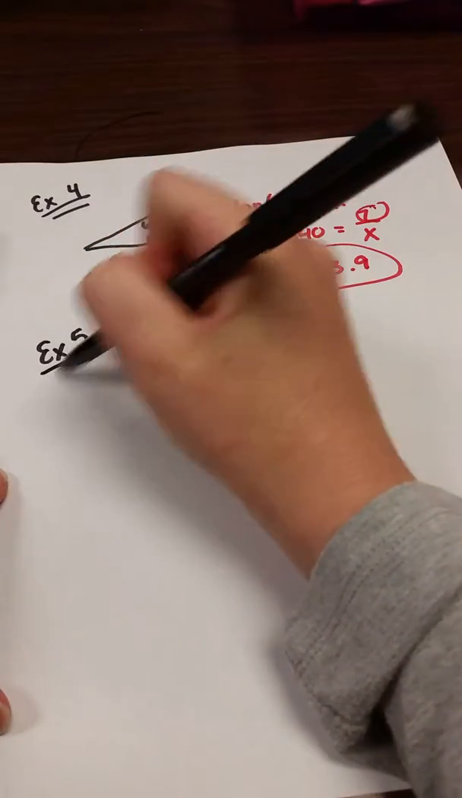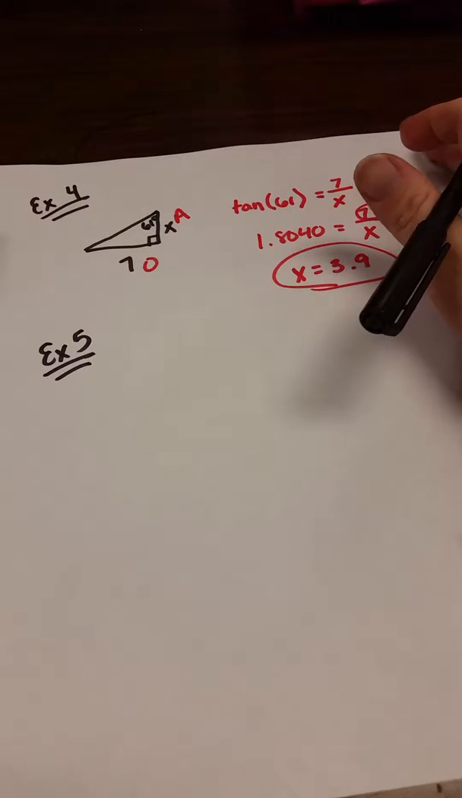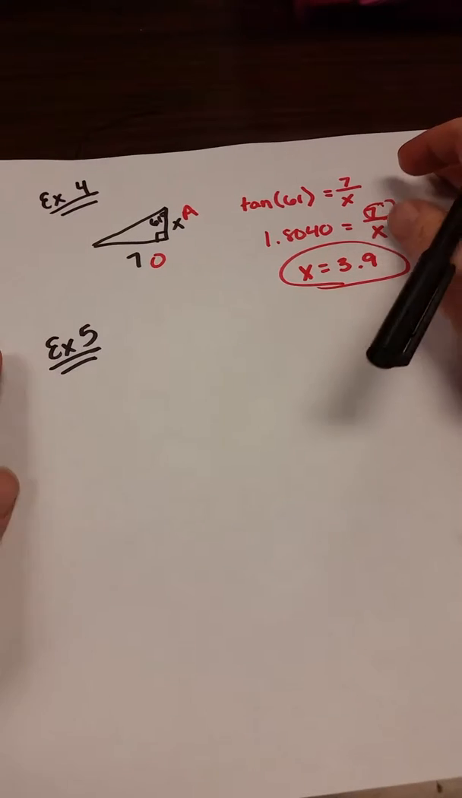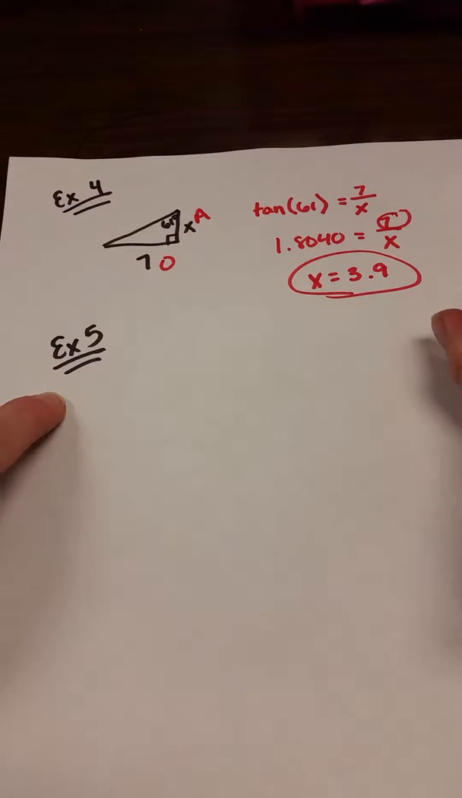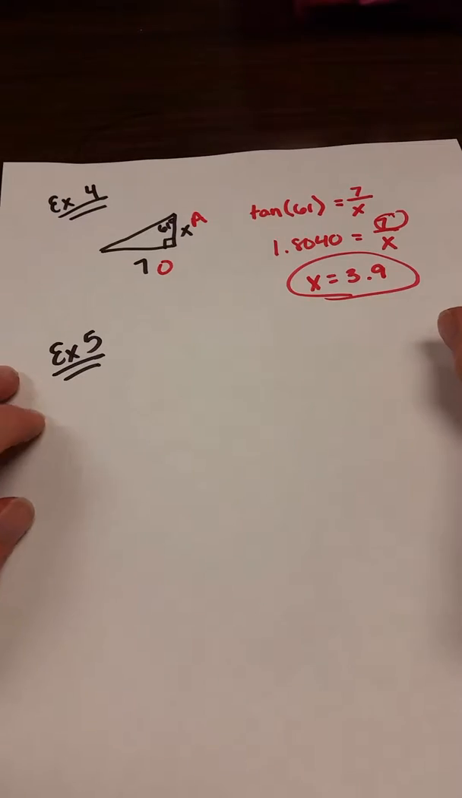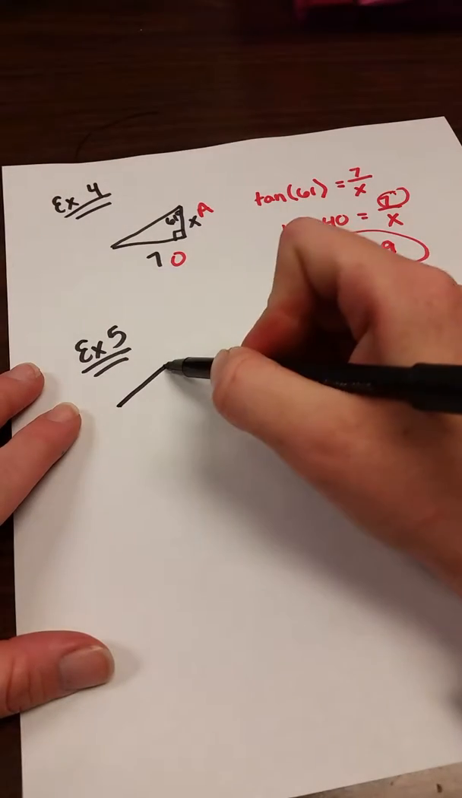Okay, for example 5, you've practiced using SOHCAHTOA to find the missing sides, and you should have already done the worksheet where you've practiced using SOHCAHTOA to find the missing sides. Now I'm going to teach you how to use SOHCAHTOA to find a missing angle. So here's example 5.